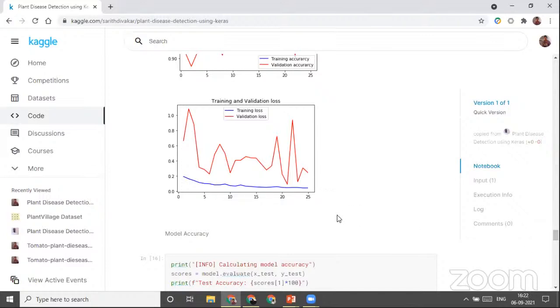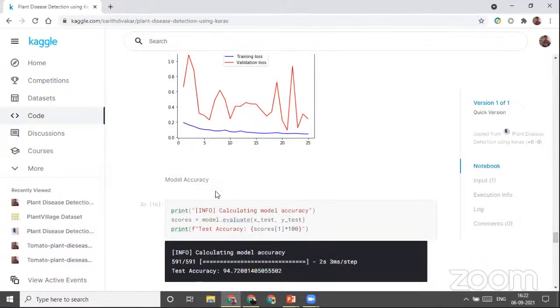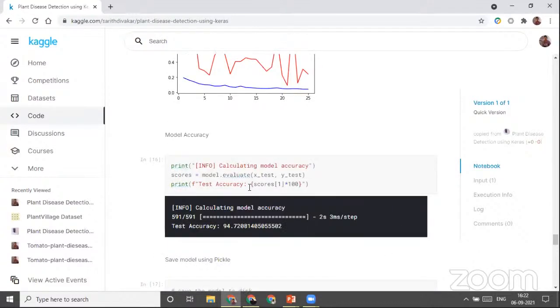And finally, we can use the test data set to test the accuracy of the entire model. Okay, so we will pass x test and y test to evaluate our model, and as you can see, the test accuracy of this model is 94.728.